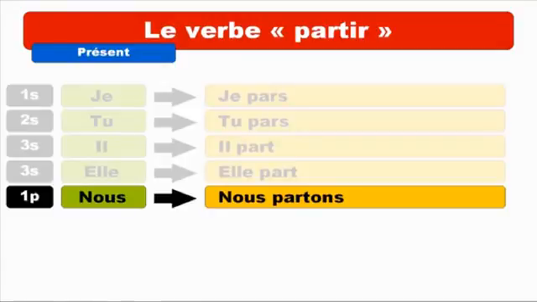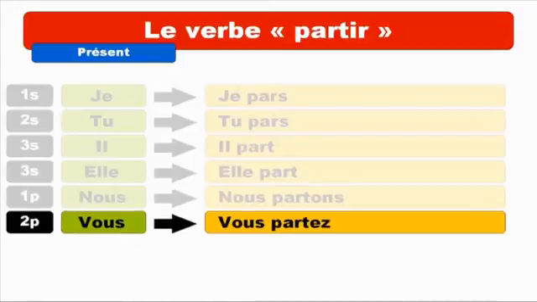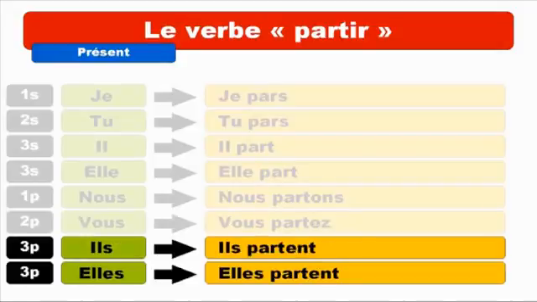Second person of the plural, it's vous, and then we have vous partez. So remember that this final EZ gives you the sound E. Alright, so it's vous partez. And last but not least, third person of the plural.